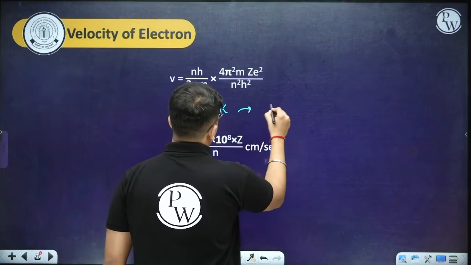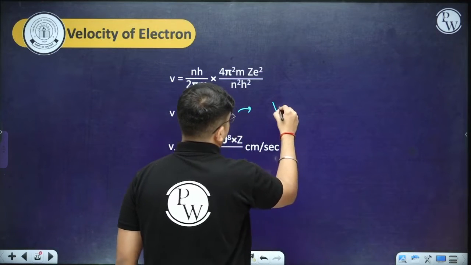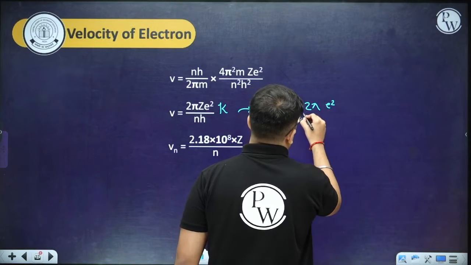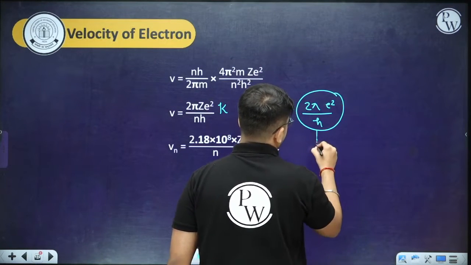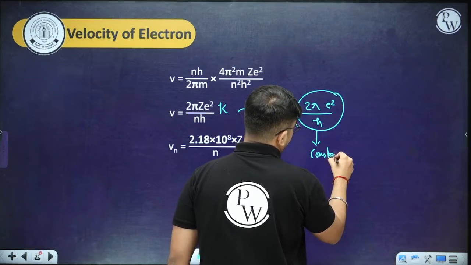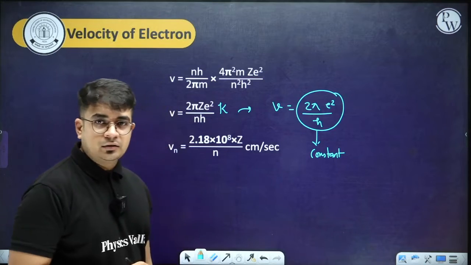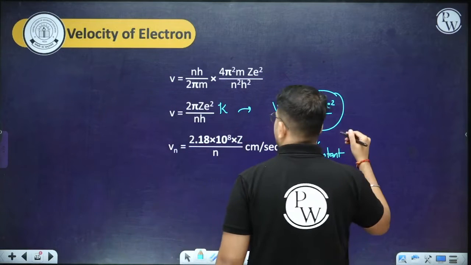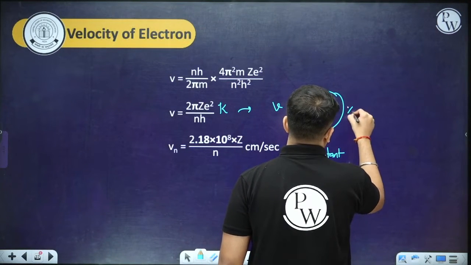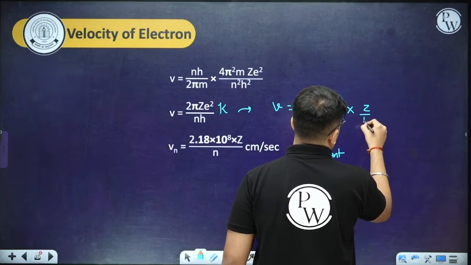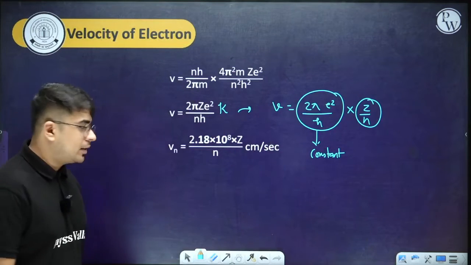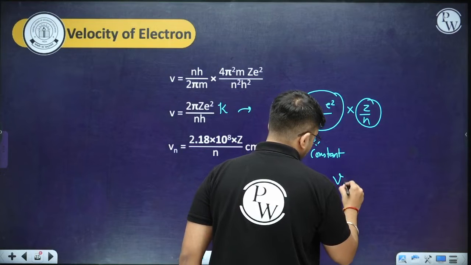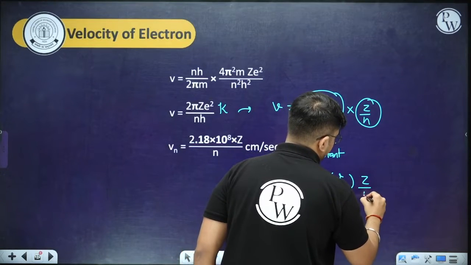Now from this particular part, you can say that 2 pi is constant, e square is constant, h is constant. This is the entire part which is constant. The value of k can be determined with the help of epsilon naught, but generally that will be 9 multiplied by 10 to the power 9. Now in this case, we are left with only one part which is variable, that is Z upon n. So after solving the entire constant part, this is the v naught value, I can say. So the equation becomes v is equal to v naught Z by n.